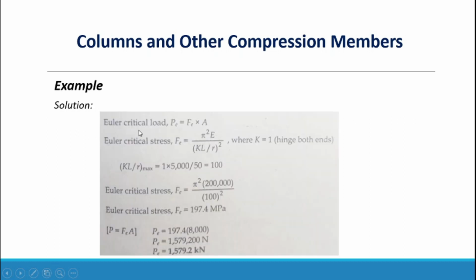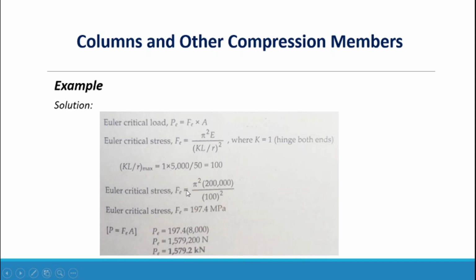Solution. For the Euler critical load, P sub E is equal to F sub E times A. And for the Euler critical stress, F sub E is equal to the formula pi squared E all over (KL over R) squared, where K is equal to 1 because it is hinged at both ends. KL over R maximum is equal to 1 times 5,000 over 50, where L is equal to 5 meters or 5,000 millimeters, and R is the radius of gyration, which is 50, and the value is equal to 100.